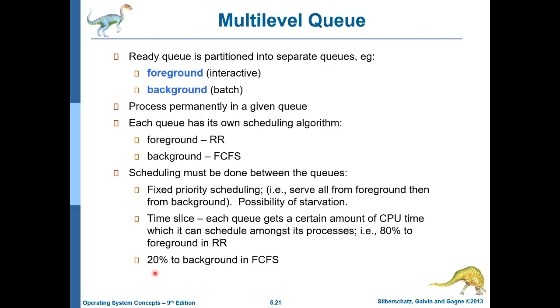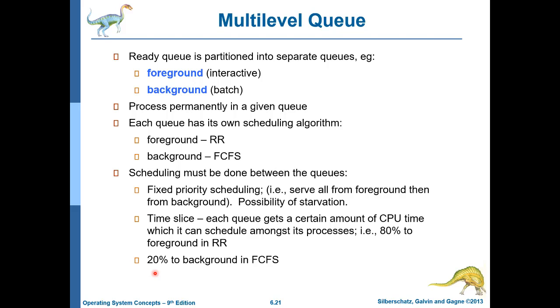One is fixed priority scheduling, which means that first we serve all the processes from the foreground, and when it is finished, then we go to the background. But this can give rise to starvation. What does it mean? It means that those processes which are in the background maybe never get a chance, because only foreground processes are running.